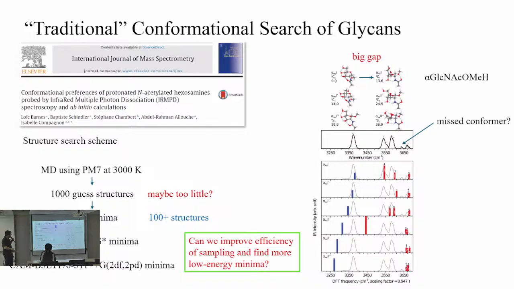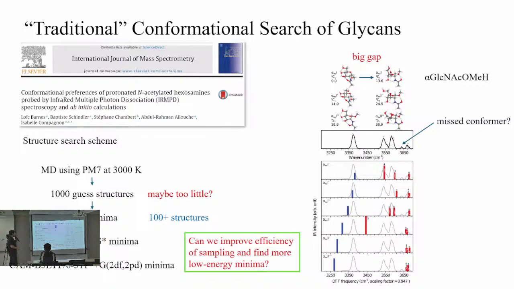Now, this number here, we have a question here: is it enough, right? Because the thing here is that you start with 1,000, you re-optimize the structure at the same semi-empirical force field. So you get a minima here. And now your 1,000 structures are reduced to 100 plus structures. Now take note that this is semi-empirical, and relative to DFT, the error can be as high as 30 kilojoules per mole, right? You have an error of 30 kilojoules per mole, and you're only getting 100 plus structures there, right?